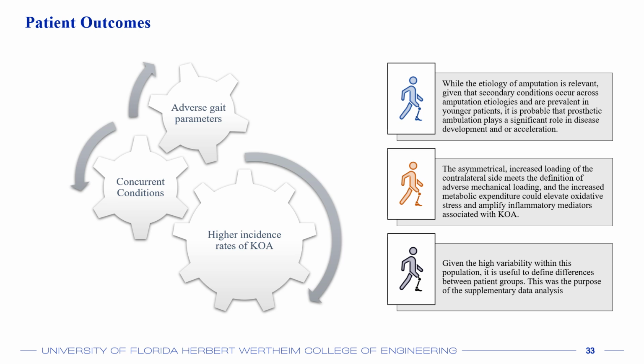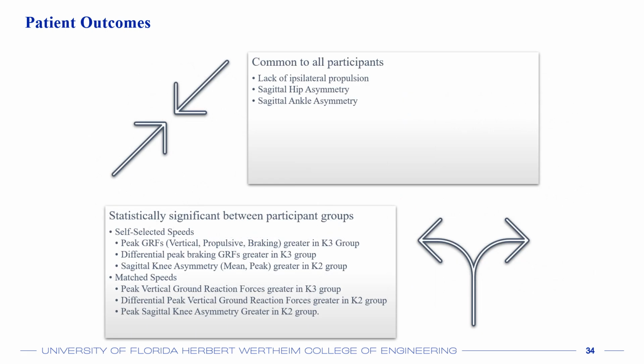The asymmetrical and increased loading of the contralateral side meets the definition of adverse mechanical loading, while the inefficiencies associated with prosthetic ambulation are potentially able to elevate oxidative stress and therefore inflammatory mediators associated with knee OA, exacerbating issues. However, given the variability between patients in this population, it is useful to define differences, which was the purpose of the supplementary data analysis, from which, as we discussed previously, there were several things that were consistent between participants and several that were statistically significant between patient groups.